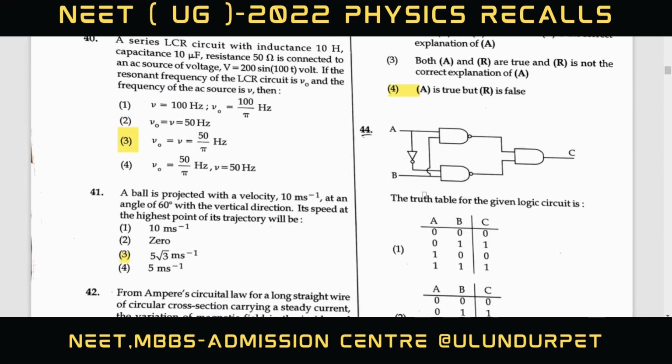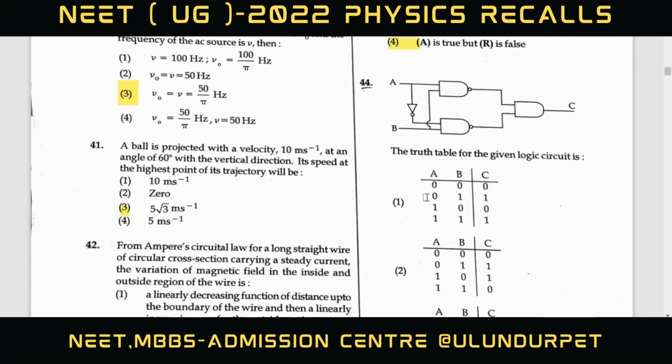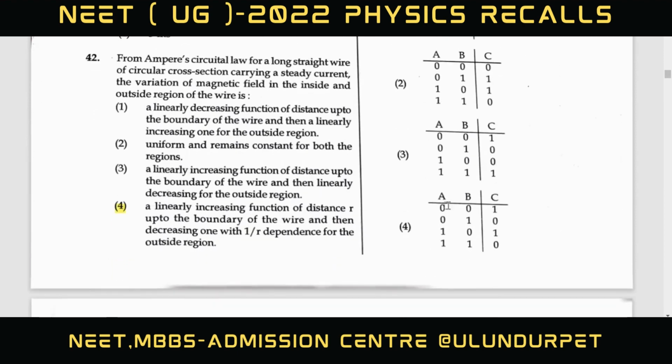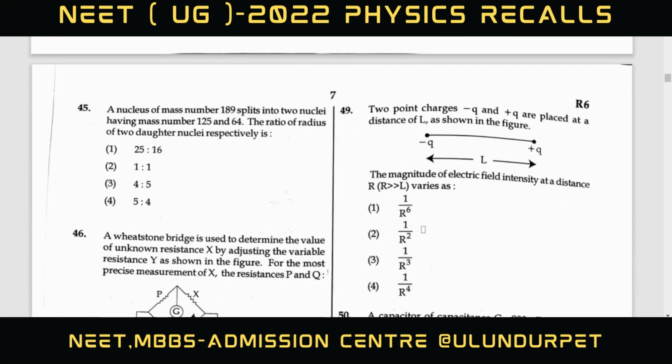44. The truth table for the given logic circuit is? The answer is option 4. 45. A nucleus of mass number 189 splits into two nuclei having mass numbers 125 and 64. The ratio of the radii of the two daughter nuclei respectively is? The answer is option 4.